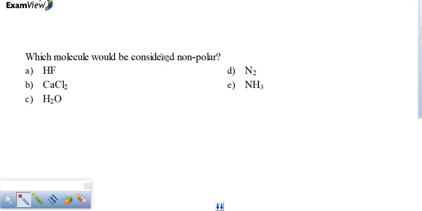Nonpolar means that when you do the subtraction between the numbers, you get 0. So this is a very polar molecule. This is ionic. This is a very polar molecule. This is a very polar molecule also. This is the only molecule that's completely nonpolar, because as we've seen, when you have an element sharing with itself, there's no electronegativity difference here. It's exactly 0. That's nonpolar.